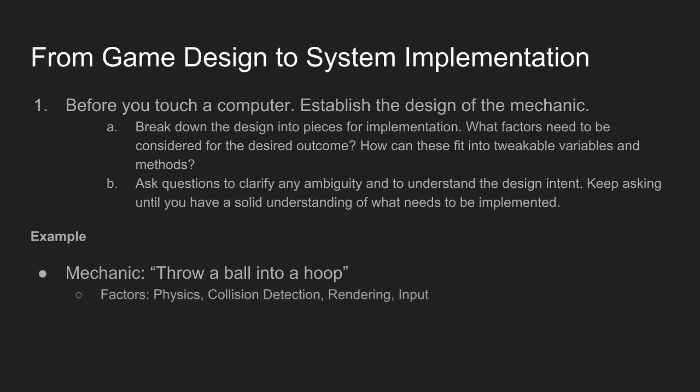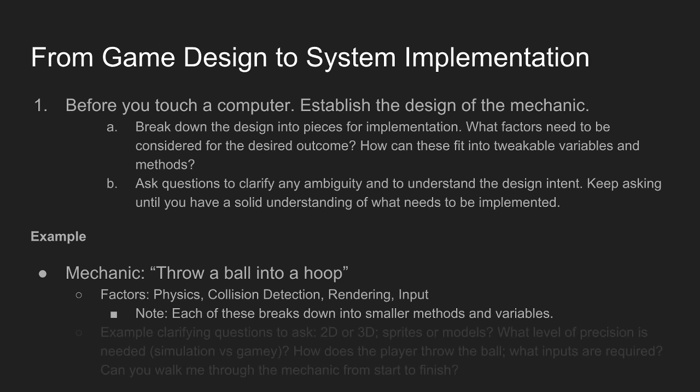So here's some of the stuff we would have to consider. You have to start with physics, collision detection, rendering, input. These are just some of the things you need to think about with something even as simple as throwing a ball into a hoop, right? It's just how you want it to work. And it's not all as complicated as it seems. You just need to flesh out exactly what your design is. Each of these can break down into smaller variables and functions that you can program out and make a prototype and a game out of.